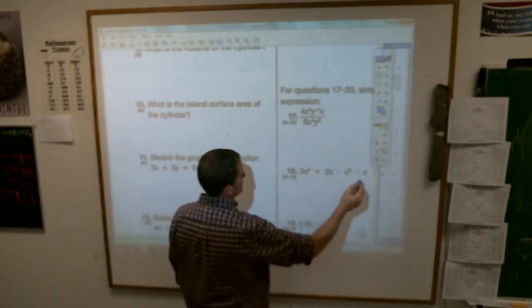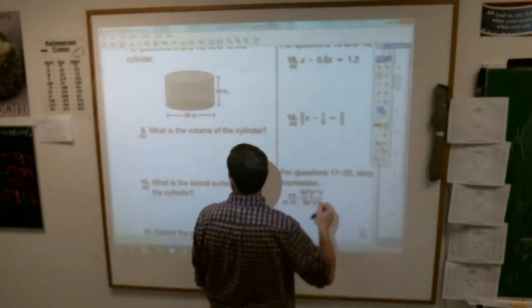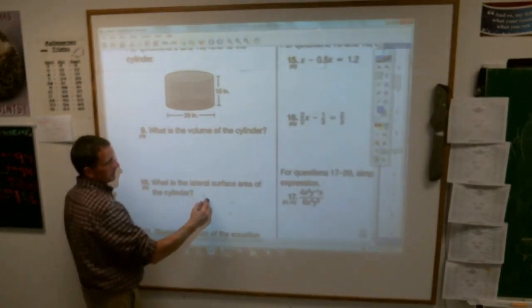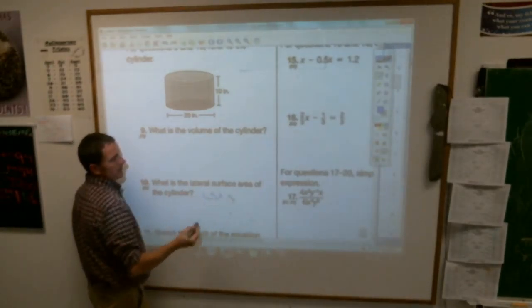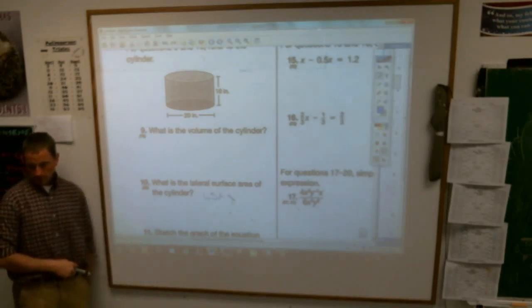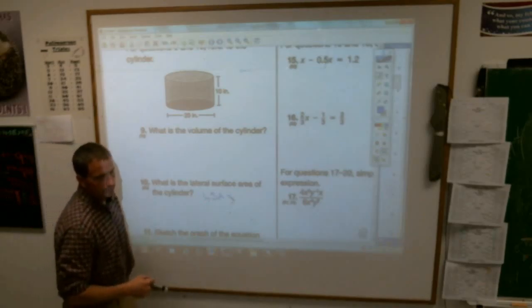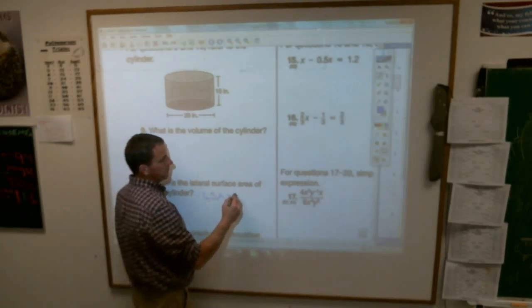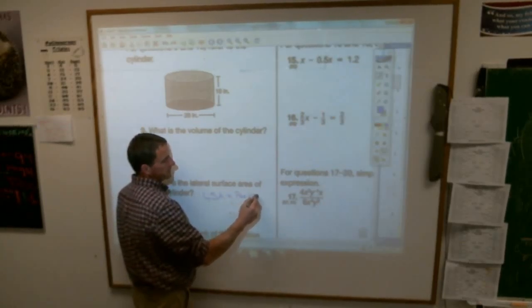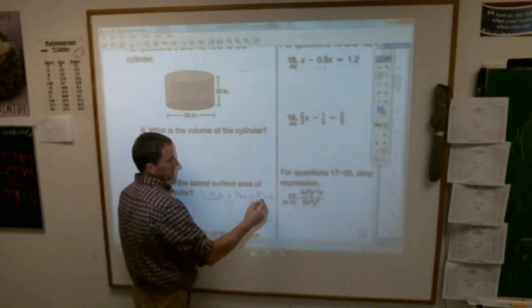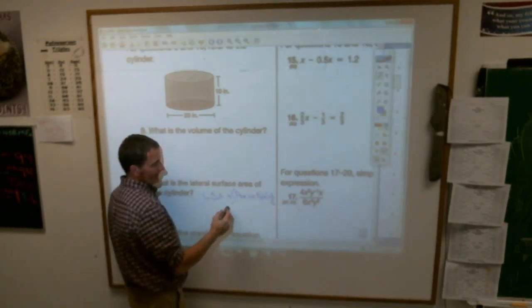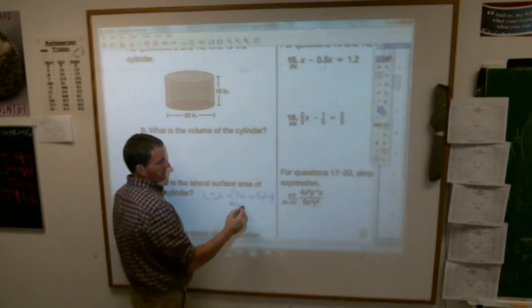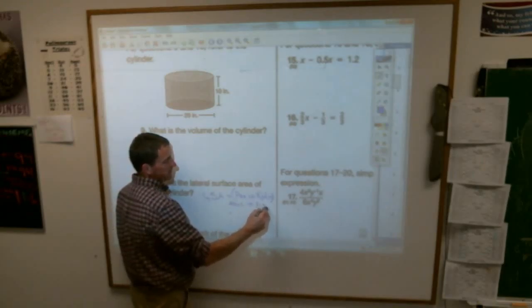Oh, do we have a cylinder somewhere? Is it on this page? Now, here's the deal. Lateral surface area. What is lateral surface area? Area of the base? Nope. Actually, it's everything but that. Remember the perimeter of the base times the height. It's the area of the sides, not the bases.